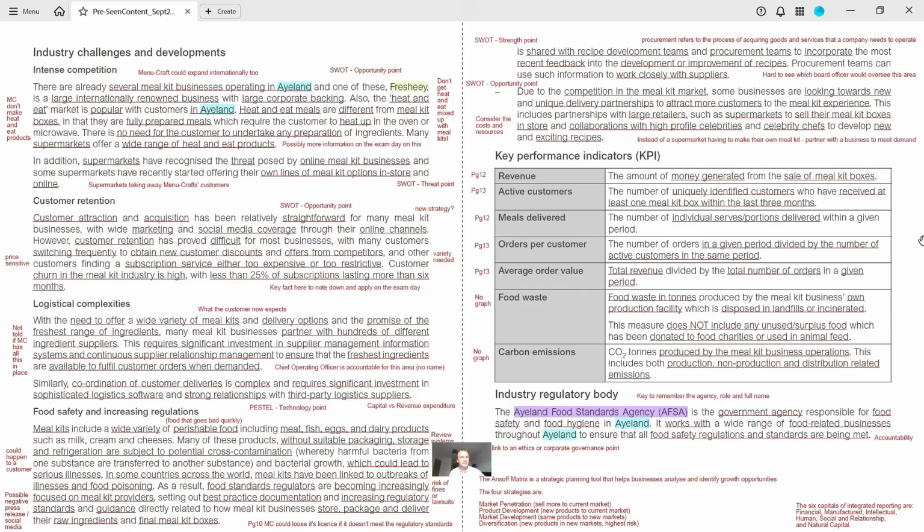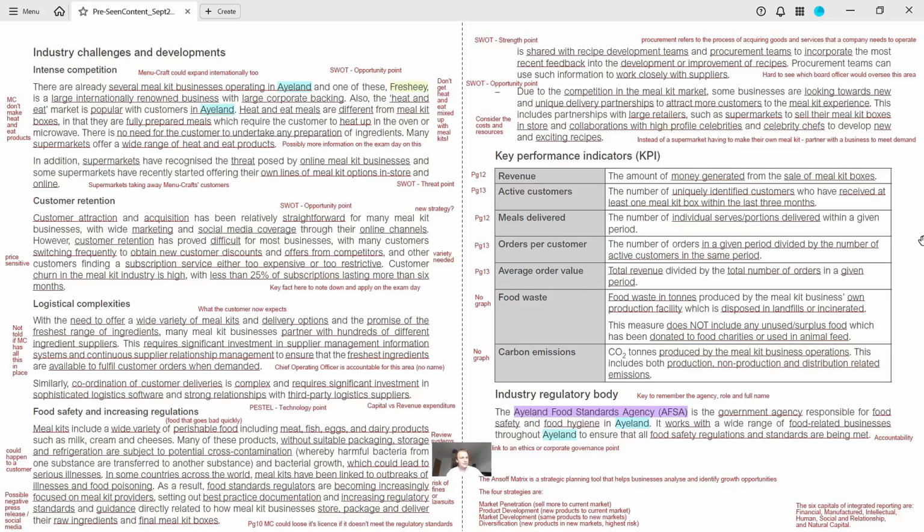And this is where we're told in terms of other customers finding a subscription service either too expensive or too restrictive, customer churn in the meal kit industry is high, with less than 25% of subscriptions lasting more than 6 months. So they like it for a bit, then they get a bit tired of it, and then they sort of think, oh, is it getting a bit too expensive now? And then they cancel the membership, like we've seen for the subscription, and then they either go to a competitor or they just don't have it at all. So key fact there to note down: less than 25% of subscriptions lasting more than 6 months, so very short term.